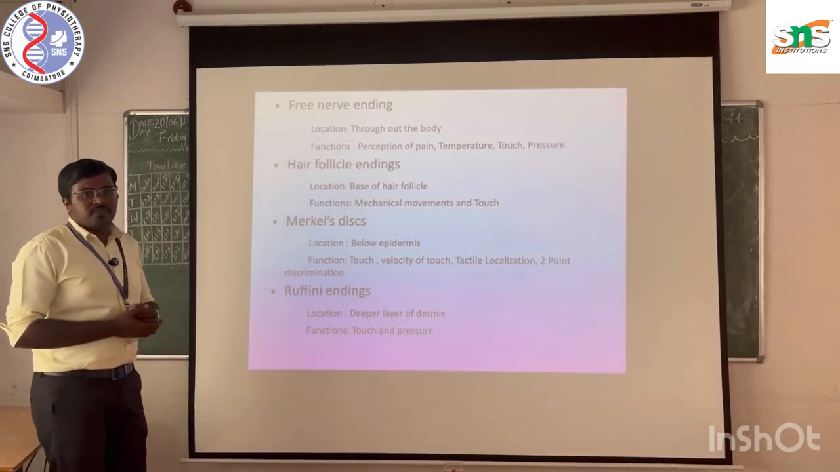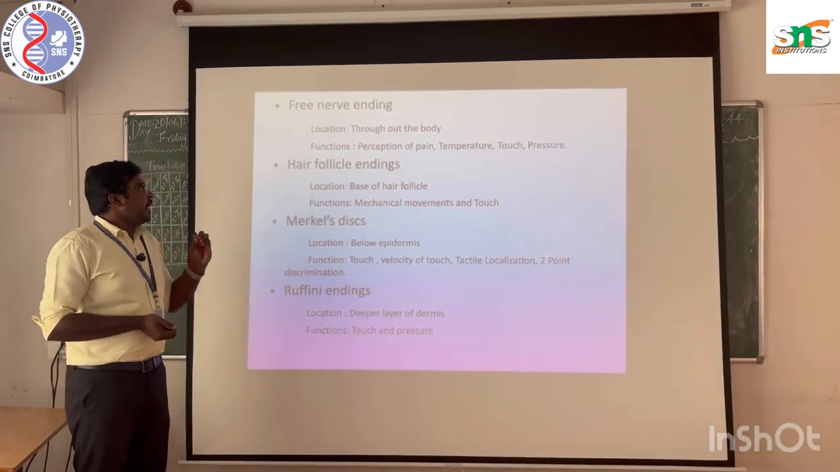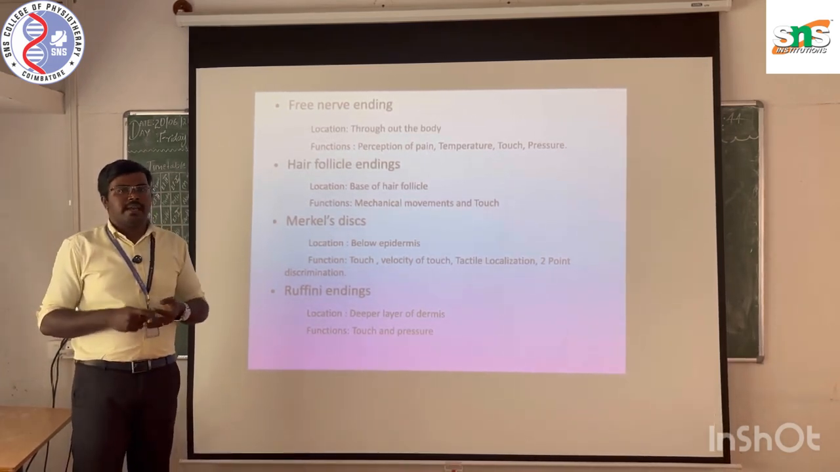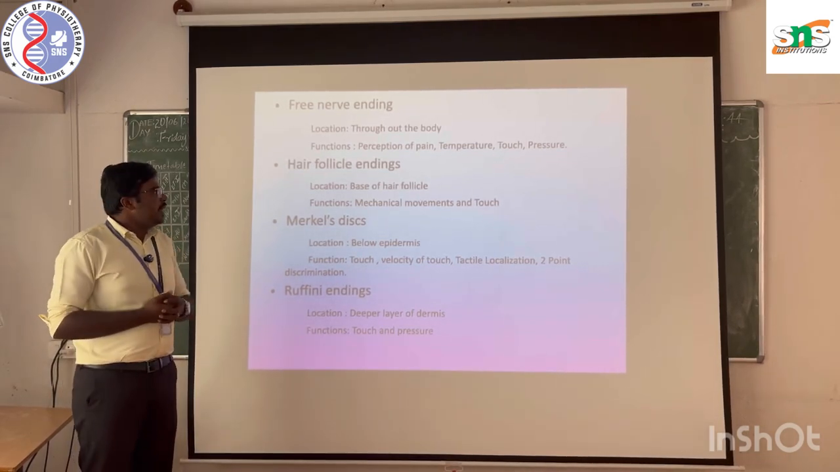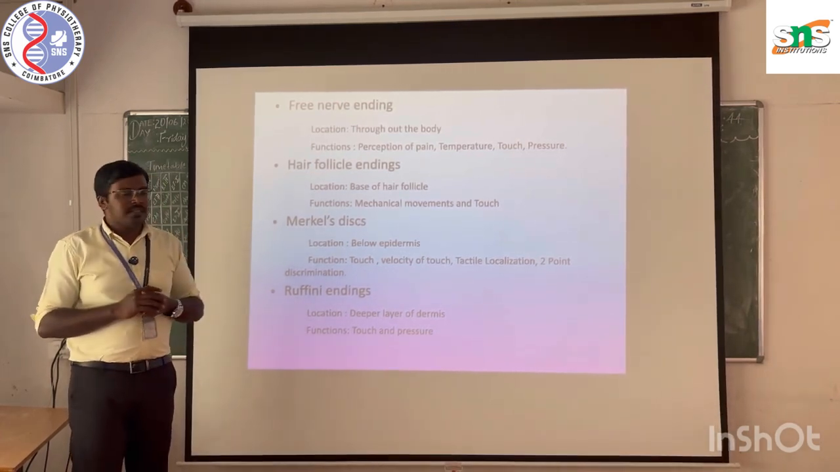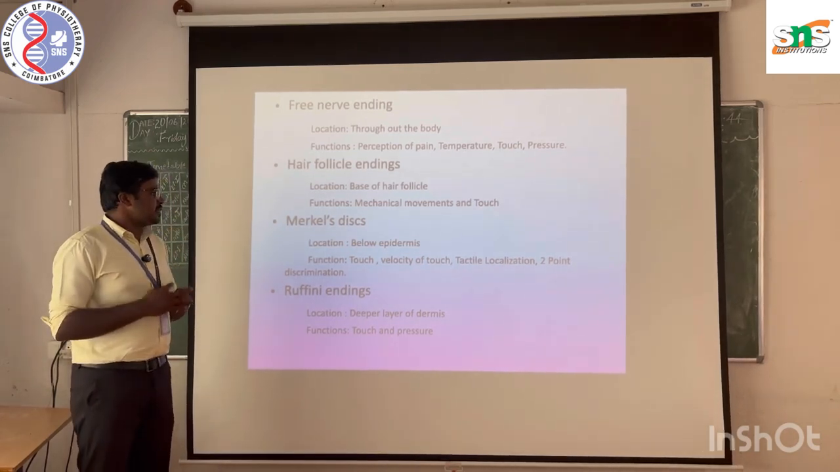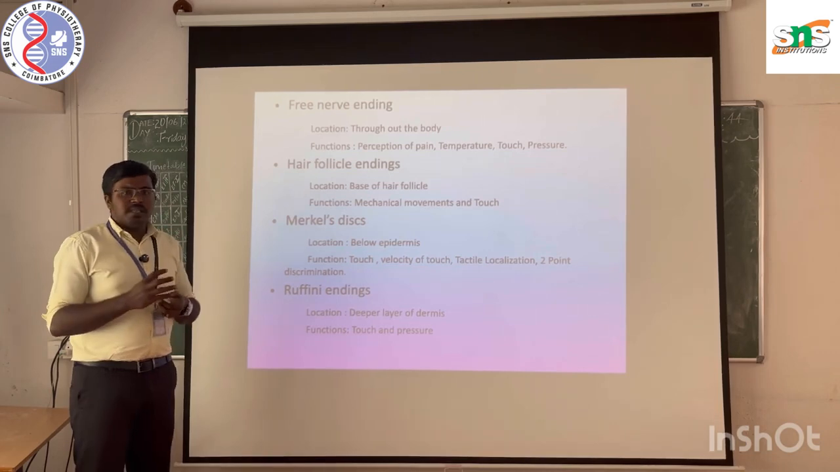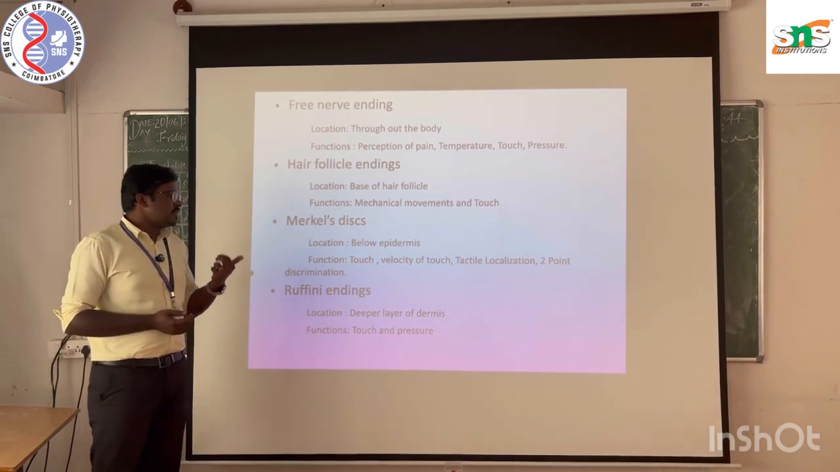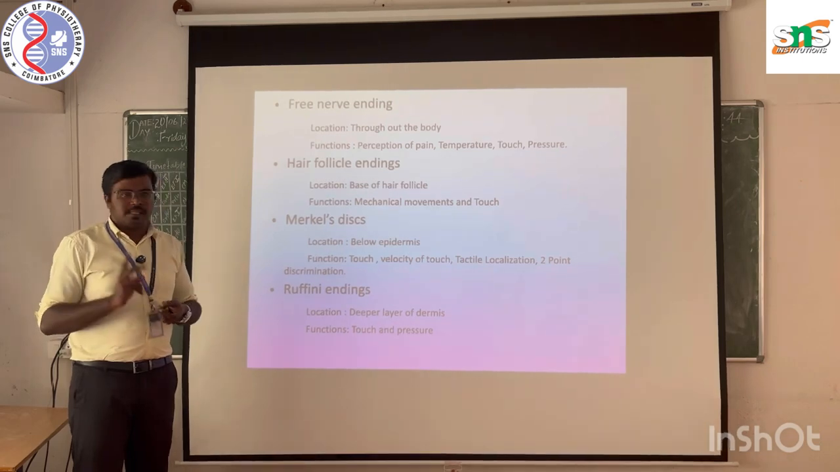First, the free nerve ending. It is located throughout the body, and its function is perception of pain, temperature, touch and pressure. Next, hair follicle endings, located at the base of the hair follicles. Their main function is mechanical movements and touch. Next, Merkel's disc, located below the epidermis layer. Its function is touch, velocity of the touch, tactile localization and two-point discrimination.